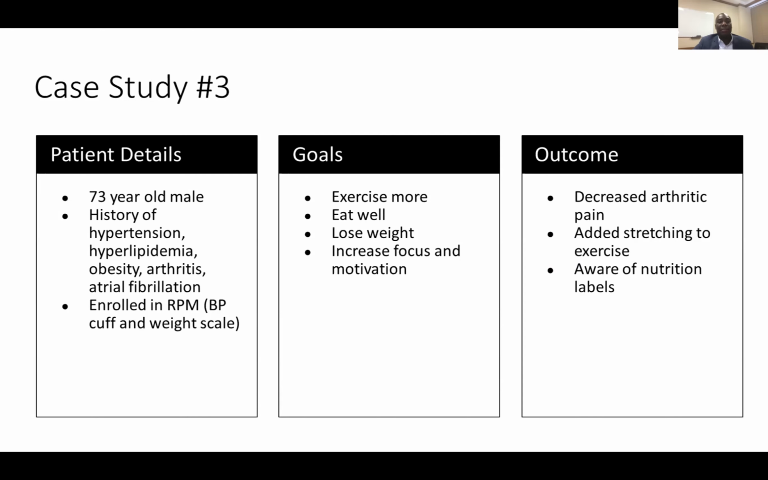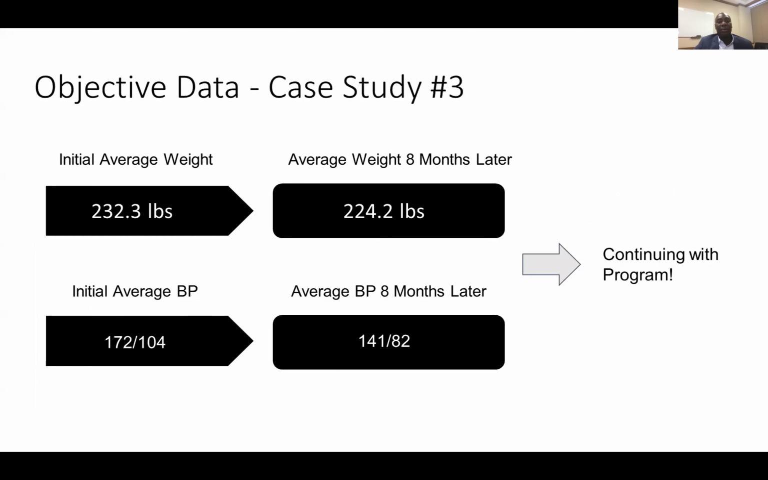But again, a 77-year-old male, history of hypertension, enrolled in RPM. And so their goal was to exercise more, eat well, lose weight. And again, the outcome was significant. If you go to the next slide, in regards to this, did lose weight. And again, that blood pressure over 8 months later was improved.